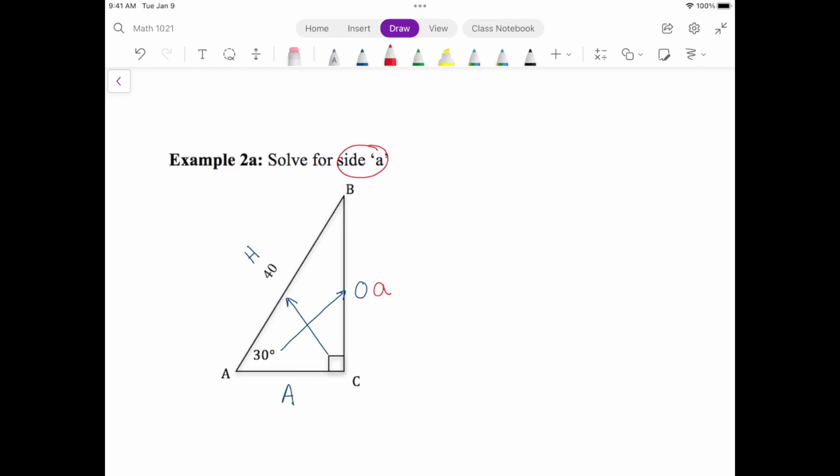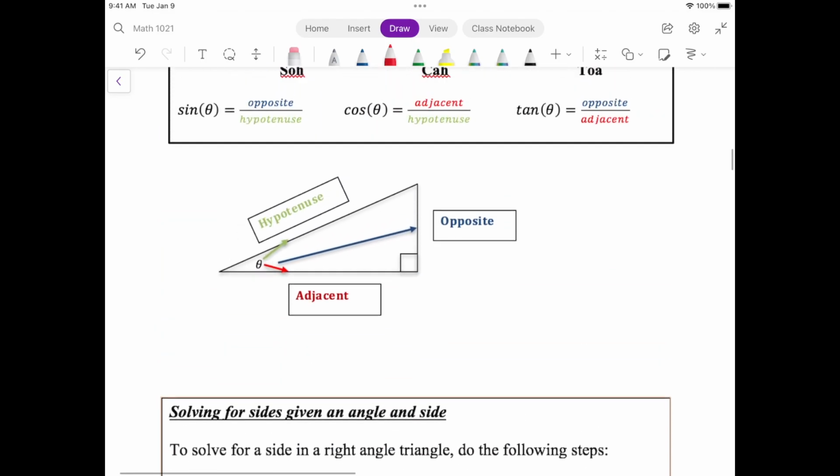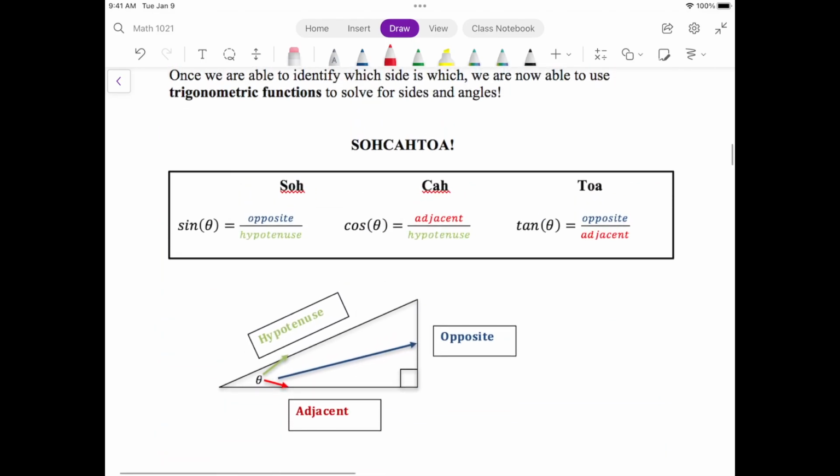So this means that I am given the hypotenuse and I'm looking for the opposite. So I don't really care about the adjacent side. I'm not looking for it. I'm not given any information about it. So let's look at our different functions and see which one uses the opposite and the hypotenuse. The sine function. So we're going to be using the sine function formula because it uses opposite and hypotenuse.